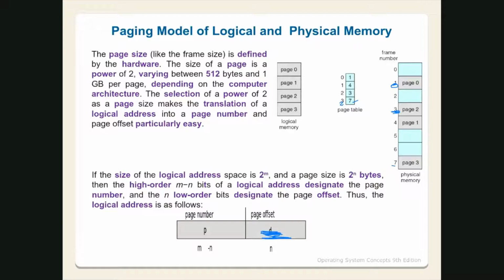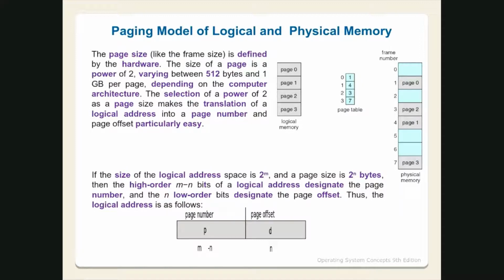So in paging, you have the page table. The page table contains the frame number for each entry, the frame number of each page. Okay, that's the idea. And from here, this is also important.